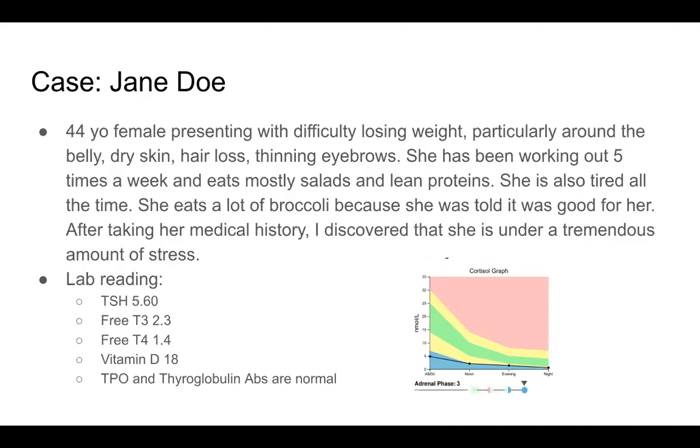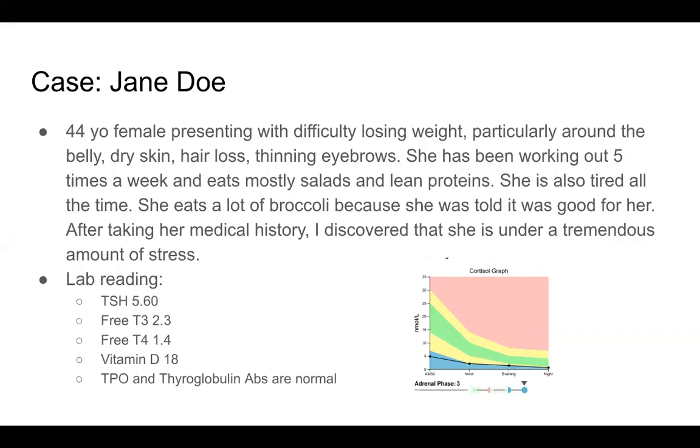And after I took her medical history, I discovered she's under a lot of stress. And then we did the thyroid lab testing and her cortisol. As you see, her TSH is elevated at 5.6. I like that number around 1 to 1.5. The free T3 and free T4 look okay, and the vitamin D is very low, 18. I like that number around 50. So just taking a look at those, we can definitely see there's some thyroid dysfunction going on.